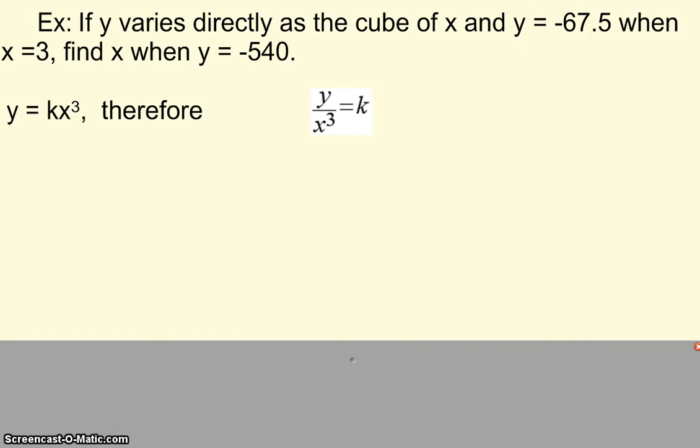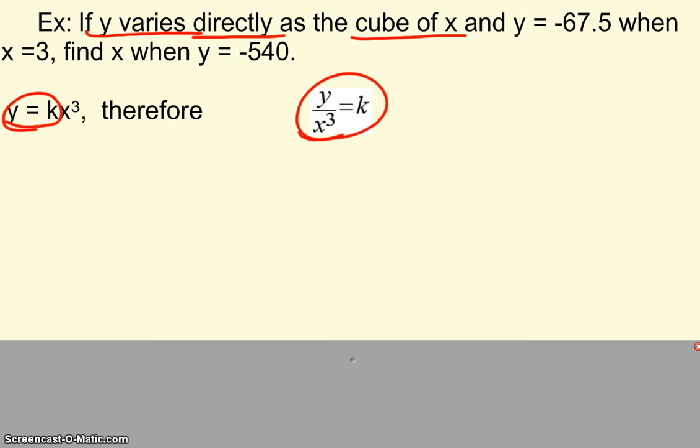In this example, we have the fact that y varies directly. Directly meant we were going to multiply by whatever followed, and what followed was the cube of x. So in this case, y equals kx cubed, or y over x cubed equals k. If I'm going to bypass k, I have to set up my fraction with my knowns, where I know both values, and then my fraction where I'm missing one.